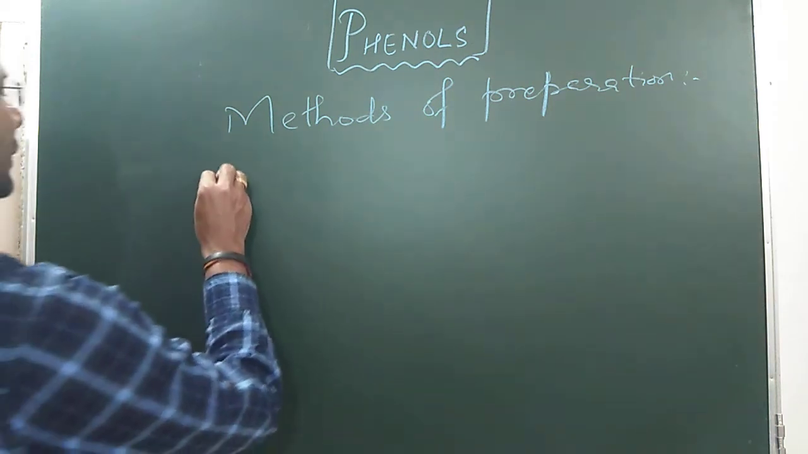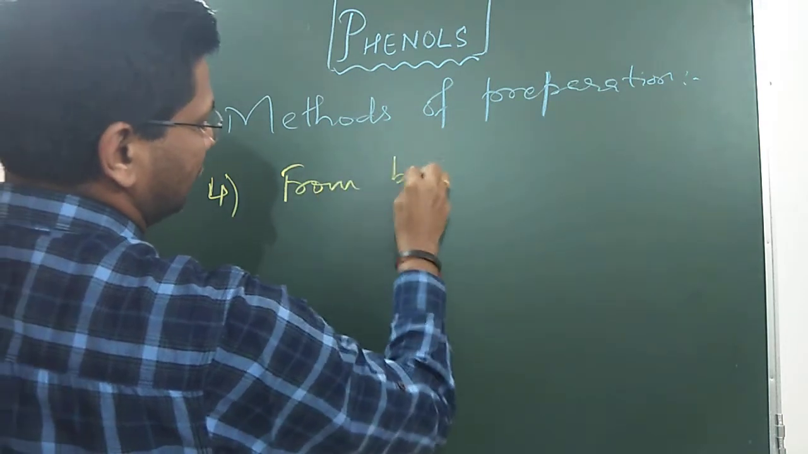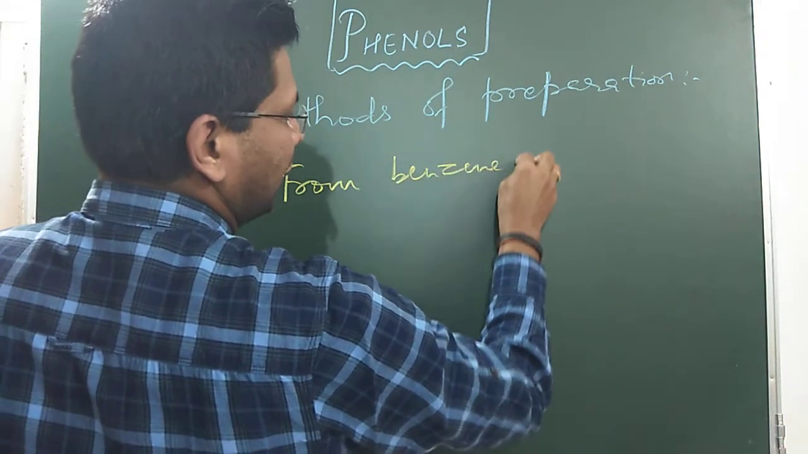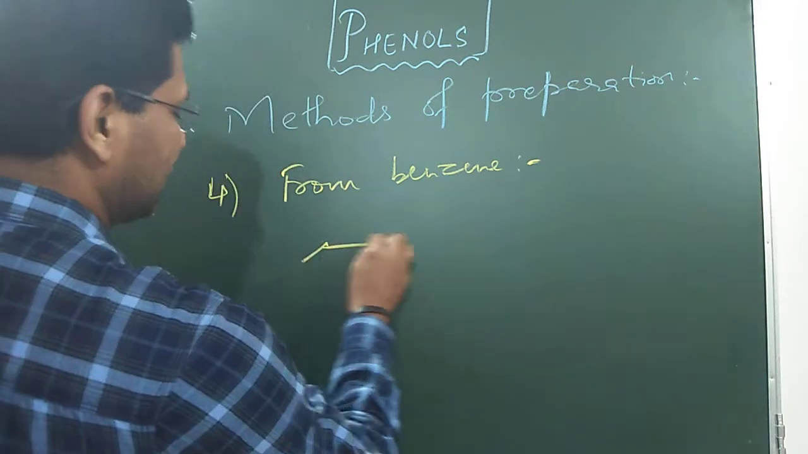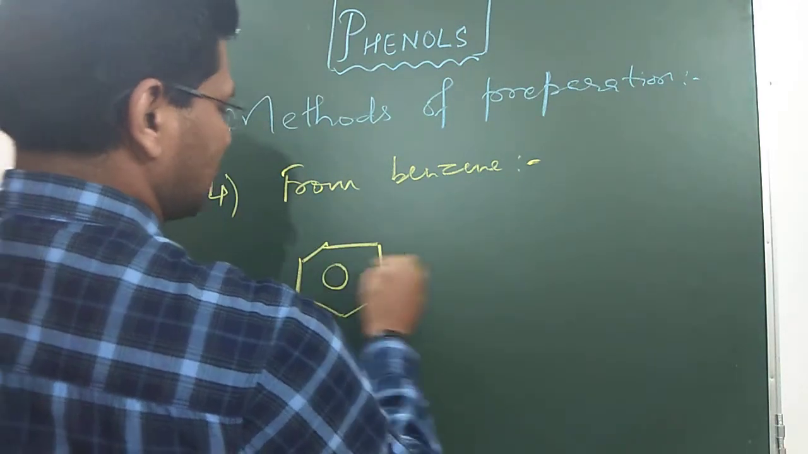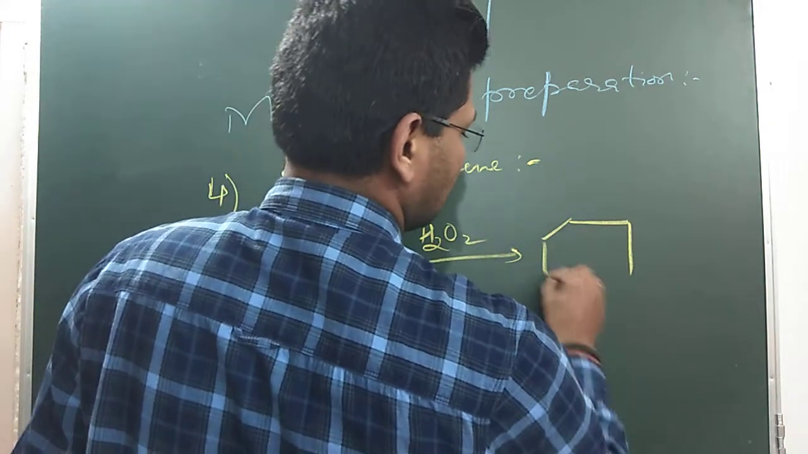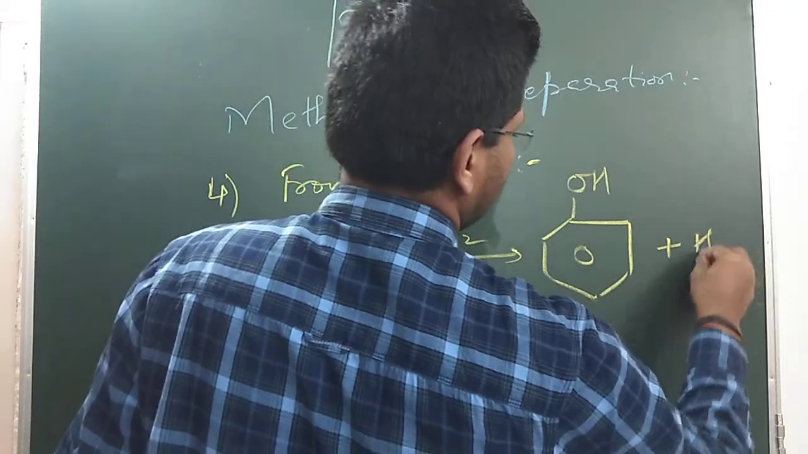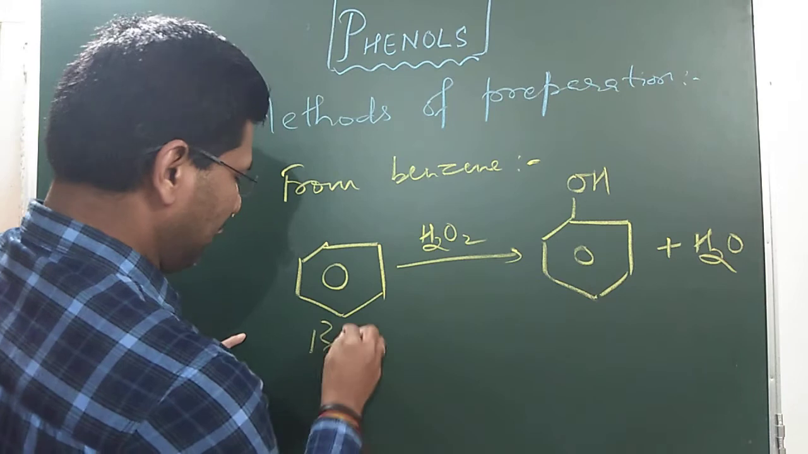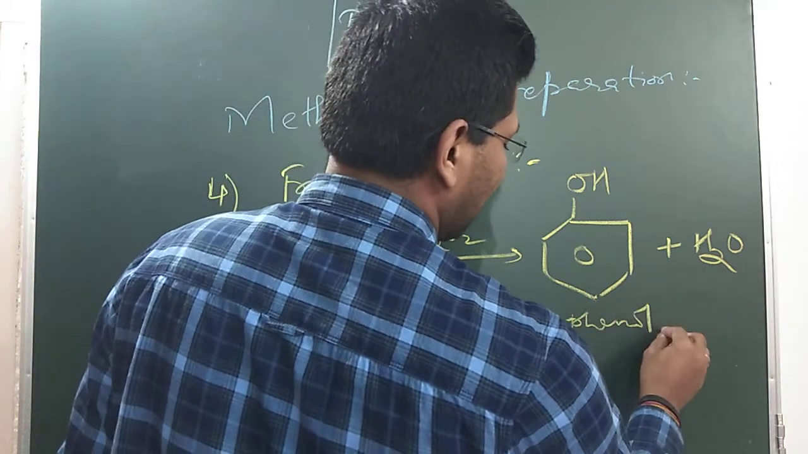Next method is from benzene. Benzene can also be converted to phenol by treating benzene with hydrogen peroxide.